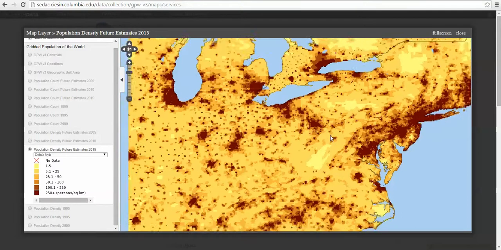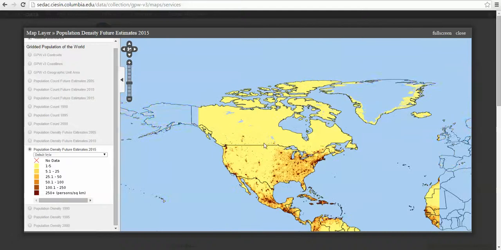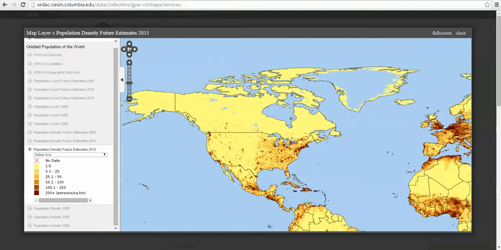Now look at that in the context of the global picture, or even in terms of Canada, and it's very easy to see that there's a strong delineation of high population density in the eastern part of the United States and low population density in the west, and extremely low population densities in Canada.